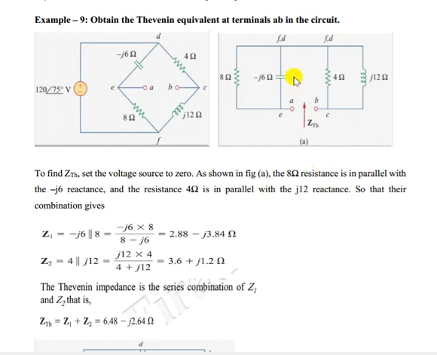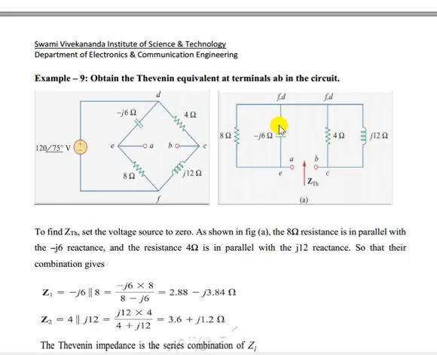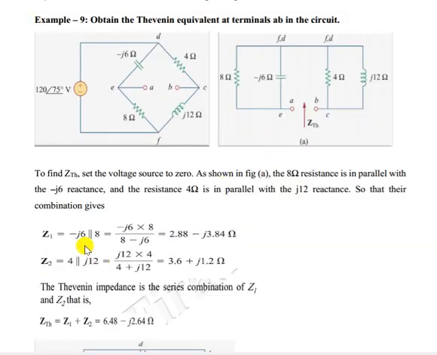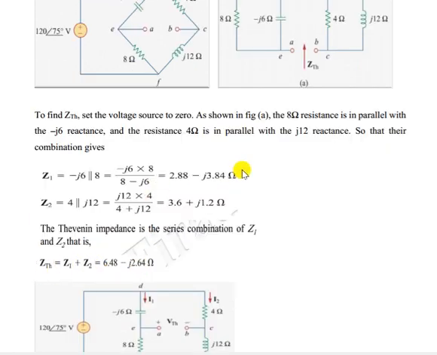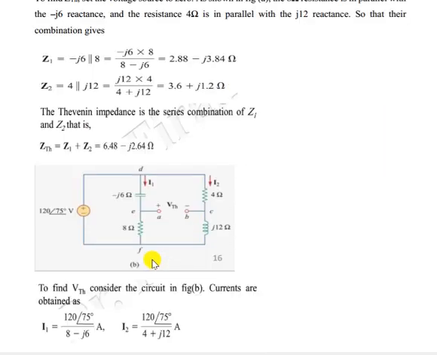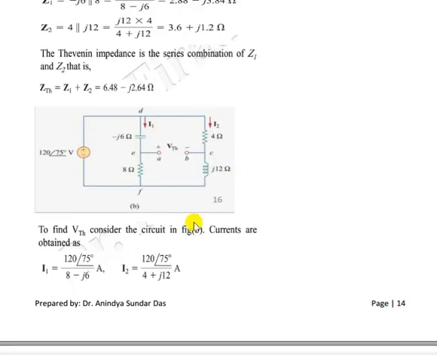That means Z1 is nothing but these two in parallel, Z2 is these two in parallel, and ZTH will be both Z1 and Z2 in series. So Z1 is minus J6 and 8 ohm in parallel, and here 4 and J2 in parallel, and we find out ZTH by addition of this Z1 and Z2. Now we have to find out the VTH. If you want to find out VTH, what you have to do? We have to find out this I1 and I2. If you find out I1 and I2, then you can find out voltage drop across these two resistances, 8 ohm and Z12, and you can find out VTH.